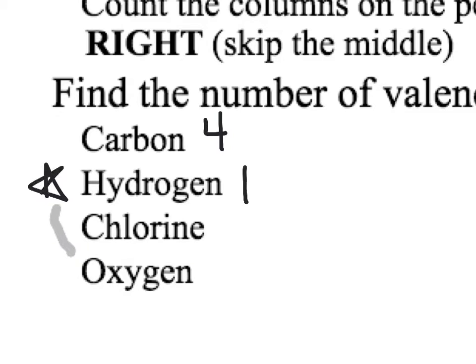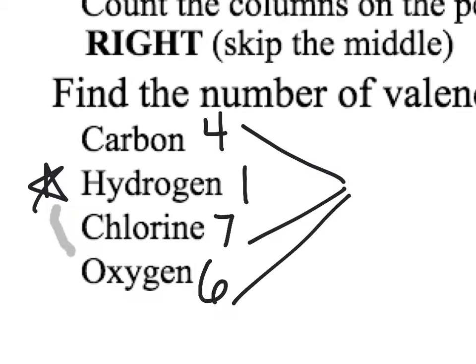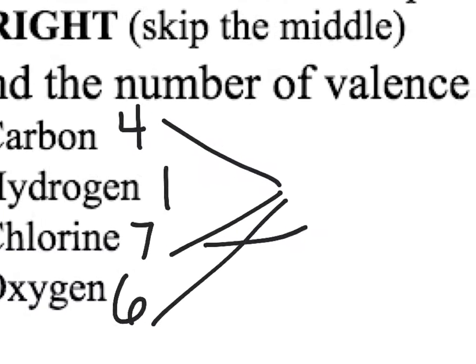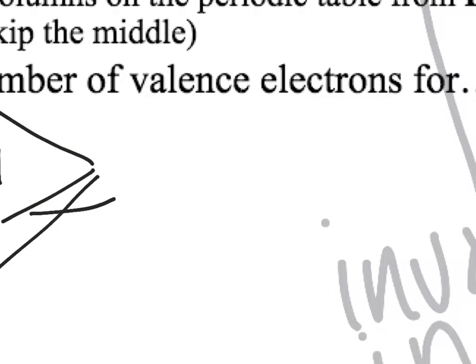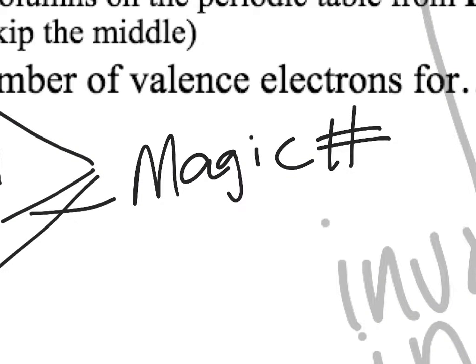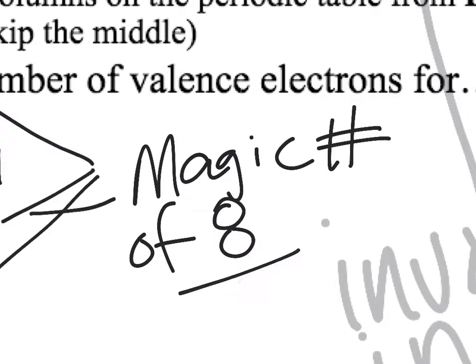And I'm going to put a little star next to hydrogen, so I remember to come back to that. Chlorine is almost all the way to the right, so it has 7 valence electrons. Oxygen has 6. Remember, knowing this is important because for these guys right here, except for hydrogen, we have the magic number of 8.